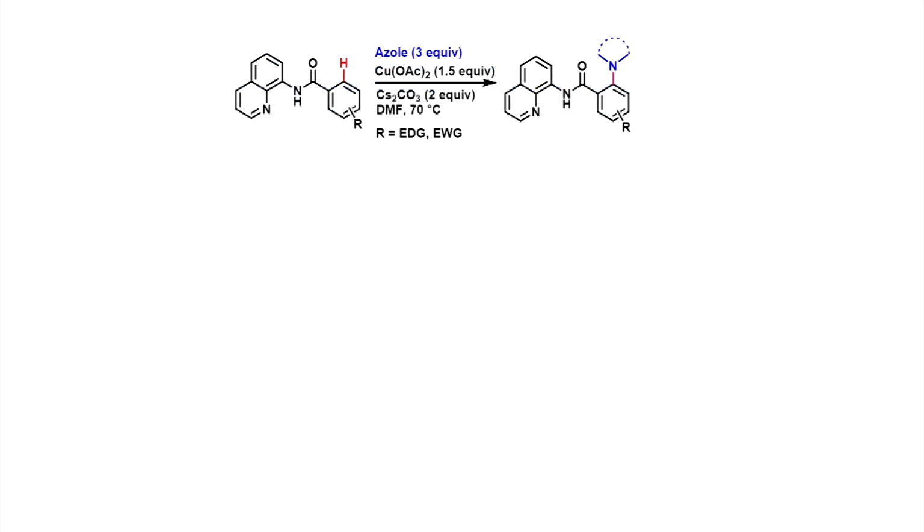So, the reaction condition shown here can be carried out if you have the benzoic acid. What you can do is react it with 8-aminoquinoline, and you will be able to make this amide derivative. Once you form this, you can try to react it with azole or pyrrole and analogues in the presence of copper(II) acetate and cesium carbonate, which acts as a base under these conditions. When you carry out the reaction using 1.5 equivalents of copper(II) acetate and 2 equivalents of cesium carbonate, you can introduce the azole via CH functionalization.